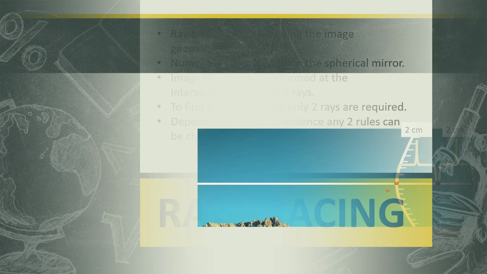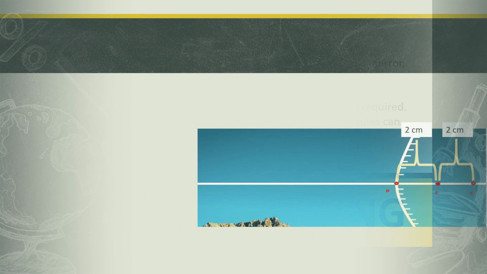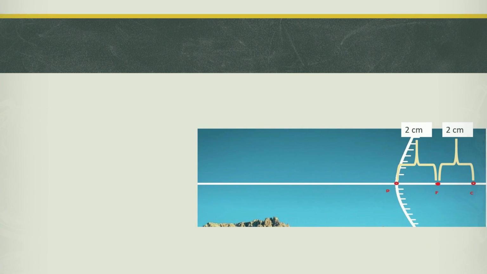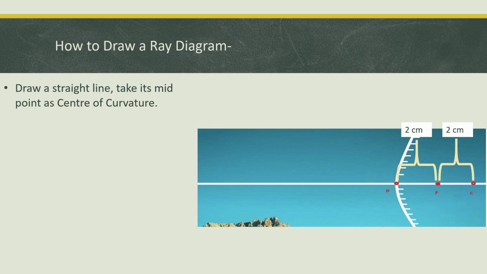Step number 1. Draw a straight line and take its midpoint and mark it as the center of curvature, that is C. Now, mark its other end as the pole. Now, you will get the radius of curvature. Yes, you're right. CP is your radius of curvature. Now, next step, divide it into 2 equal halves and mark the midpoint as the principal focus. Remember, F has to be in the exact middle position.